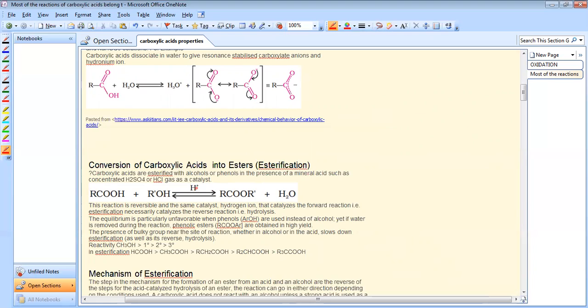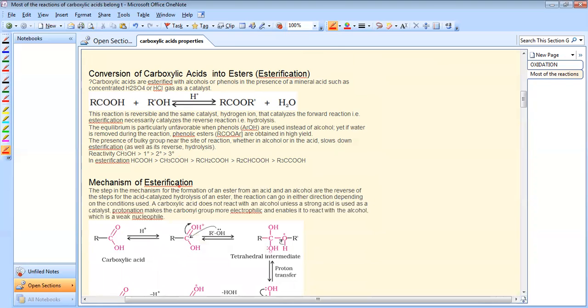So if we don't maintain the acidic medium, what happens again? We may get the equilibrium, and the backward reaction may take place. So when we maintain acidic conditions, then what happens? We can expect a forward reaction more than the backward reaction. That's why esterification is generally done in the presence of an acid catalyst.